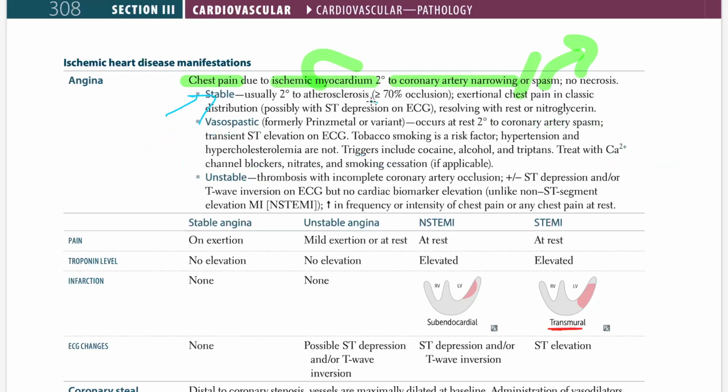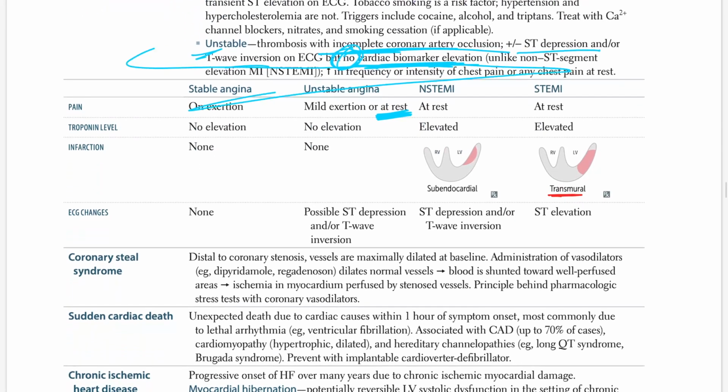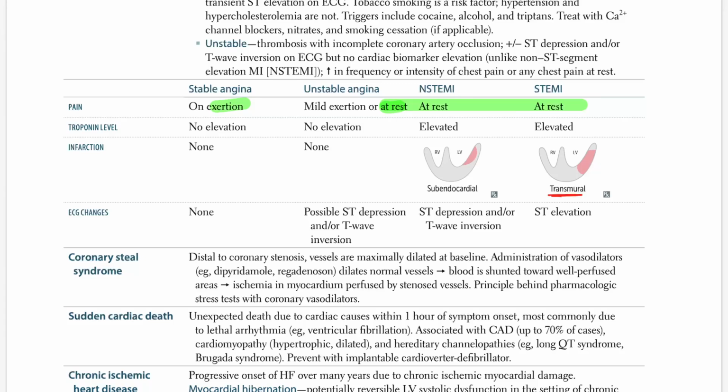Unstable, you're just looking at greater than 70% occlusion due to atherosclerosis, chest pain with exertion. Exertion is important. With unstable, you just have chest pain, incomplete occlusion with ST segment depression, T-wave inversion, but without any elevation of markers. So no cardiac biomarker elevation. Okay, and it's going to be even at rest. Now this table: pain, exertion; pain, rest. The whole thing is rest. Troponin levels, no elevation.